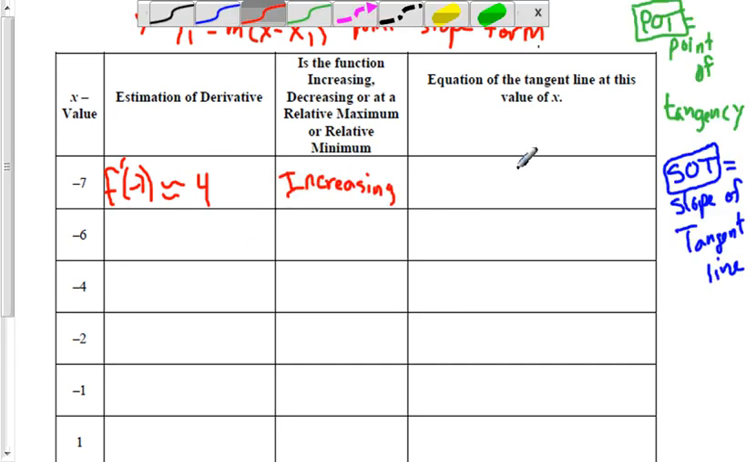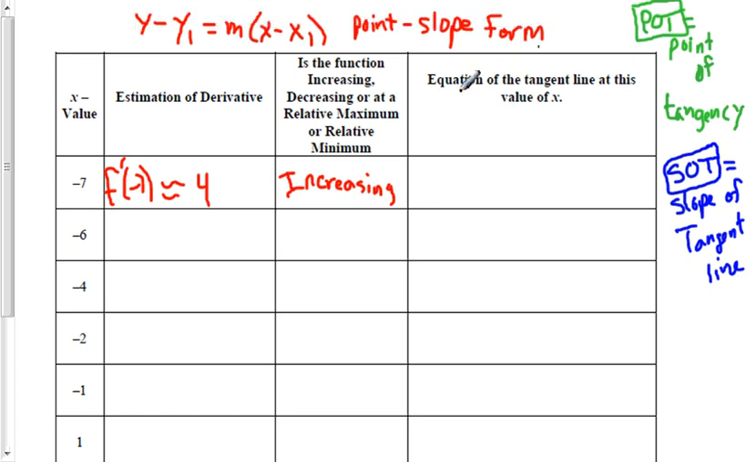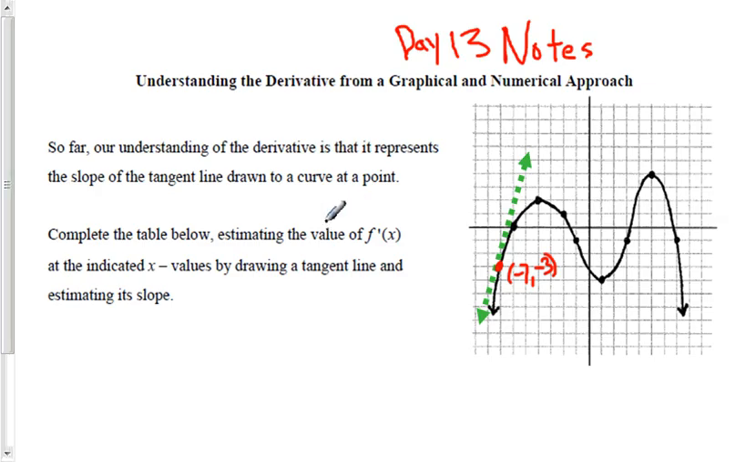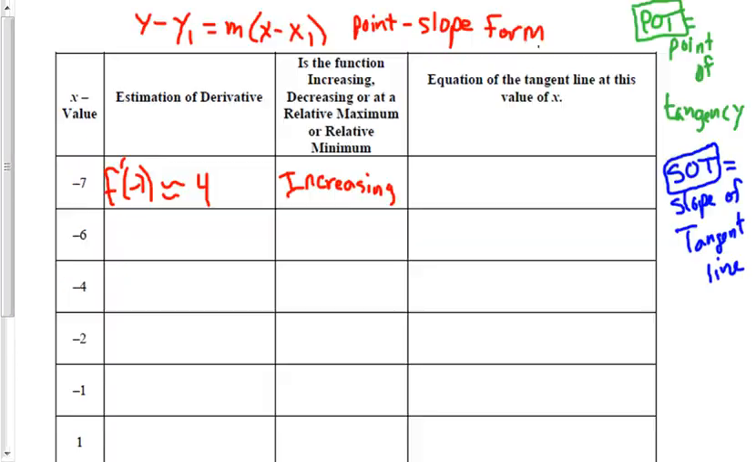Now what we need to find is the equation. So we know what the point of tangency is, and we know what the slope of the tangency is, going back to what we did here on this example. And we said that the slope was roughly 4. So let's come back here and write those down. Again, I'm just going to use POT for point of tangency and SOT for the slope of the tangent line. And so our point of tangency is -7, -3. Slope of tangency is 4. So using the point-slope form, we get y plus 3 equals 4 times x plus 7.